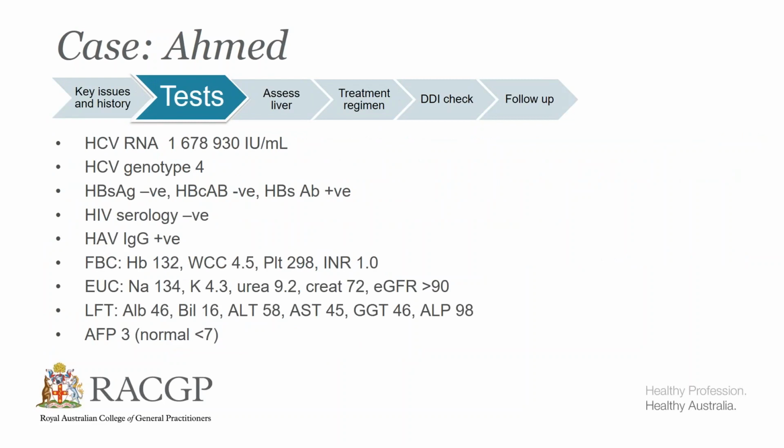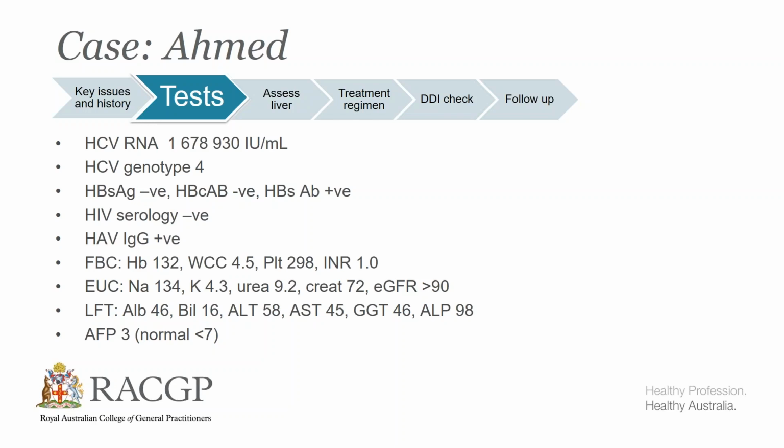So here are his results. They're quite interesting. He does actually have active hepatitis C. He's got positive hepatitis C RNA and he's genotype 4. It looks like he's got past resolved hepatitis B and A. You can see the negative core antibody for hepatitis B and a positive surface antibody. So that's a good result.